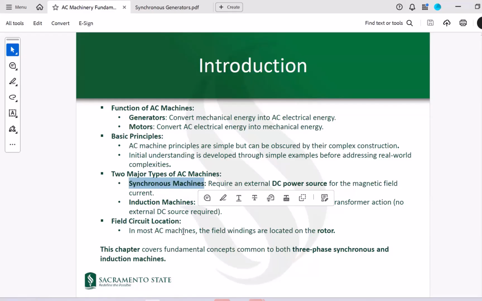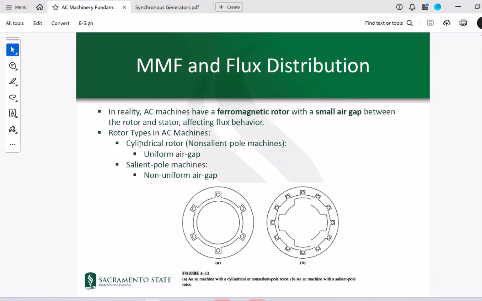The field in AC machines is located on the rotor. And we provided the fundamentals associated with three-phase synchronous and induction machines in this chapter. The flux distribution could be very complicated, but the way that we want the flux to be distributed in these machines is based on a sinusoidal pattern. In general, an AC machine with a cylindrical or non-salient pole rotor is like this.